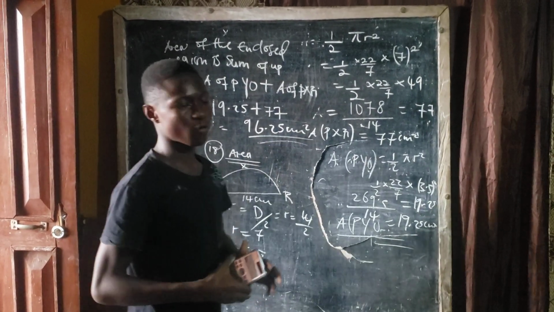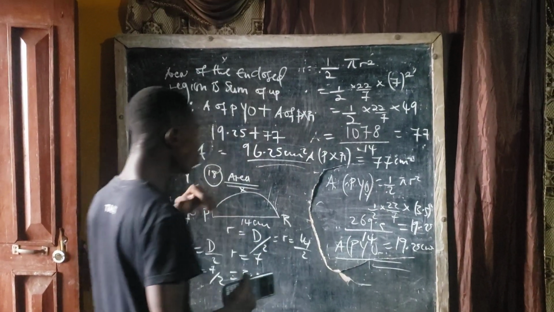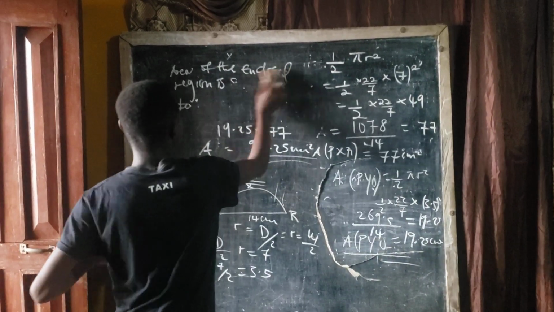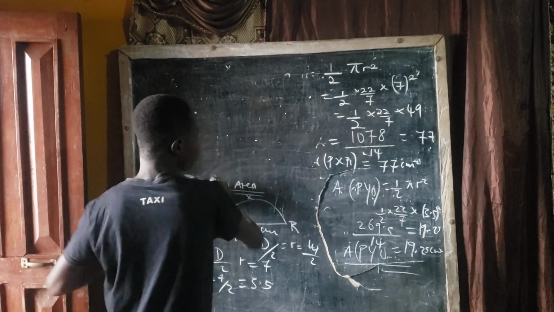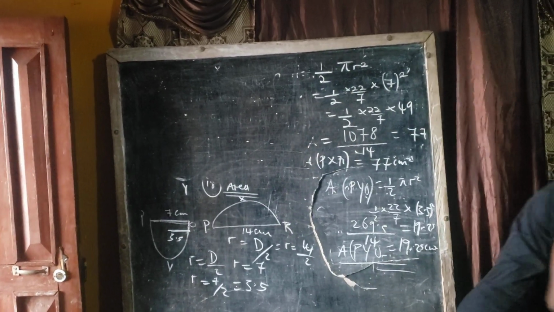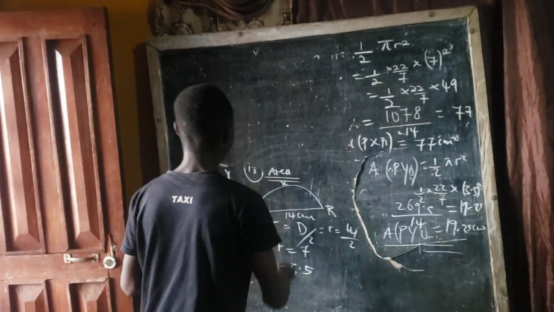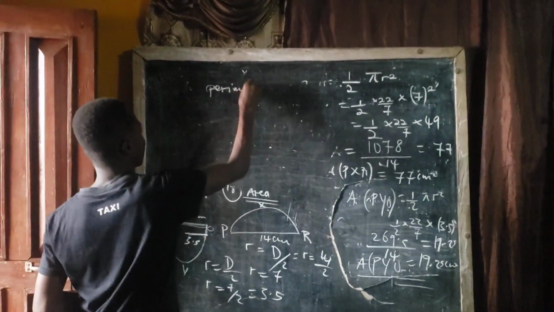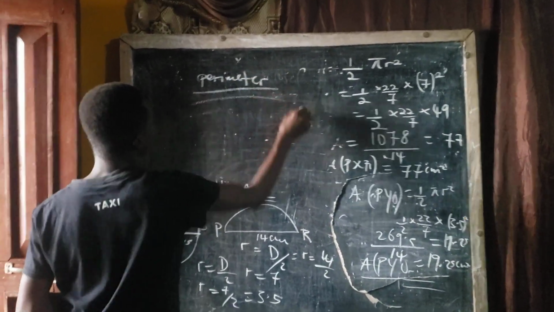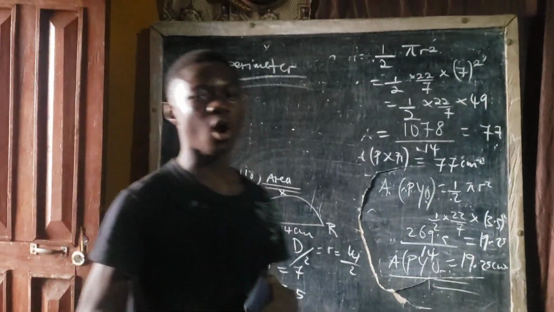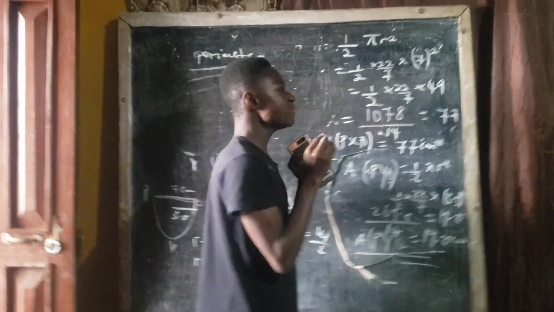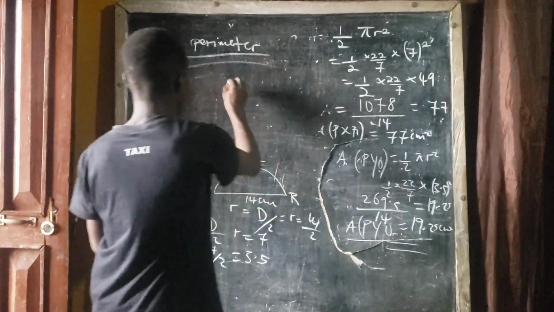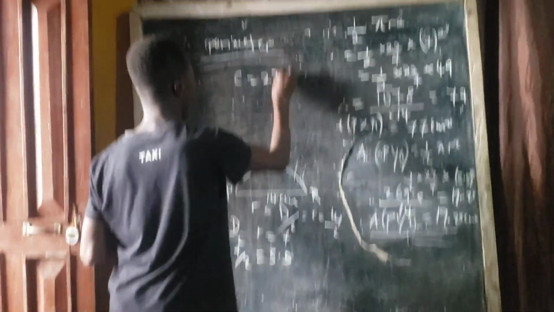So this is the area of the enclosed region. We'll move to the last question, question 19, which says we have to find the perimeter of the enclosed region. In finding the perimeter of the enclosed region, we are going to use the formula for the circumference of a circle, which is 2 pi r.